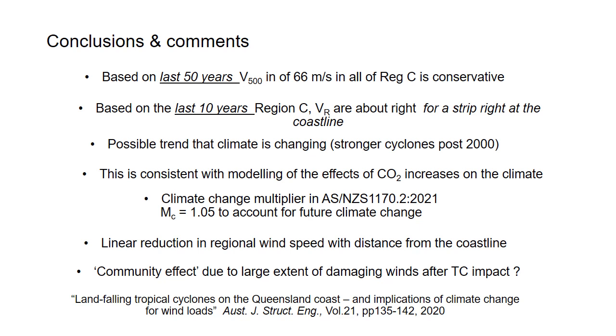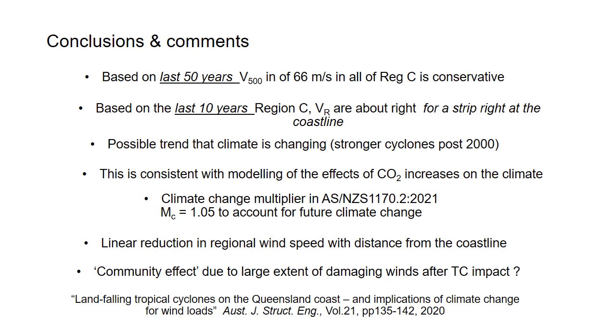The other thing we've done with respect to cyclone impacts is to introduce this linear reduction in the regional wind speed with the distance from the coastline. All this is doing is reflecting the weakening of the cyclones. As soon as they cross the coast, they lose their source of energy, which comes from the ocean.